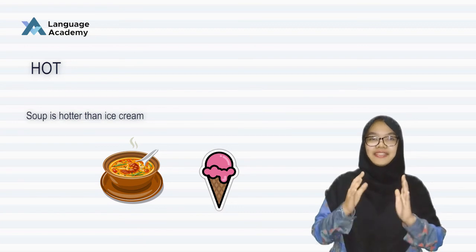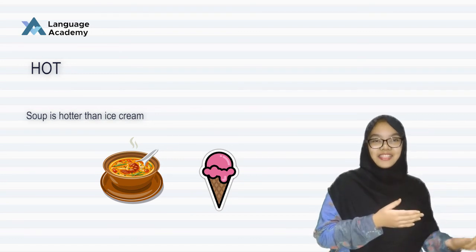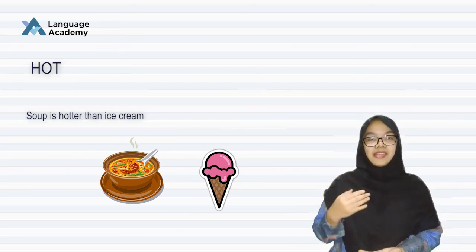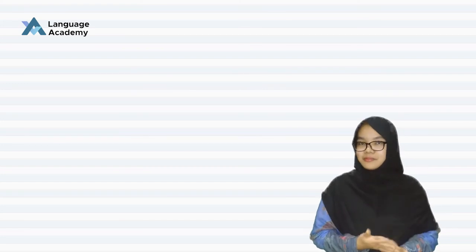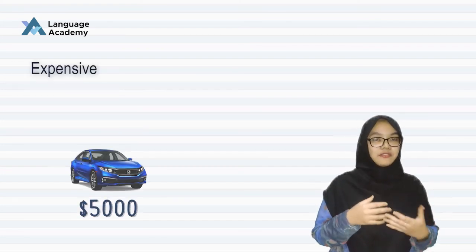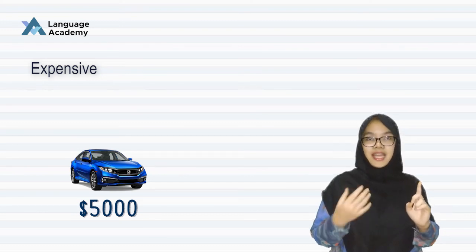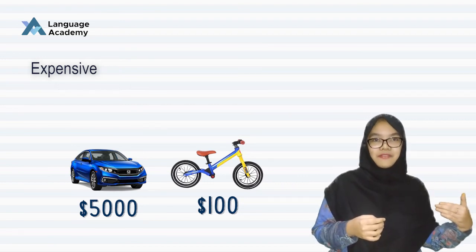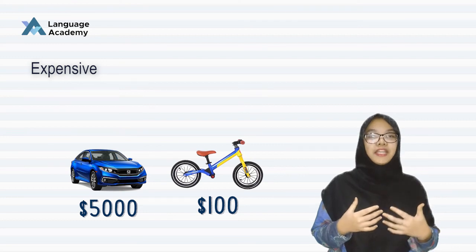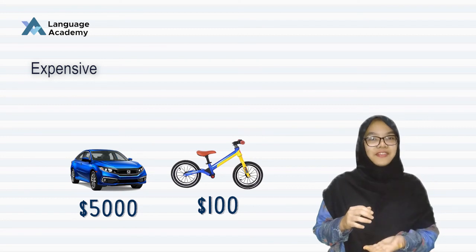Very good, little lovers. You say, the soup is hotter than the ice cream. Very good. Now, the second question is, there are two pictures. The first one is of the car, and you can see the price at the bottom of it, harganya. And you can see a picture of a bike with the price at the bottom of it. Nah, kita akan membandingkan kedua objek tersebut menggunakan kata expensive. So how do you say the sentence?